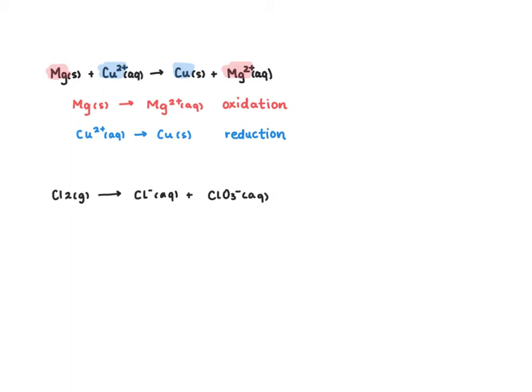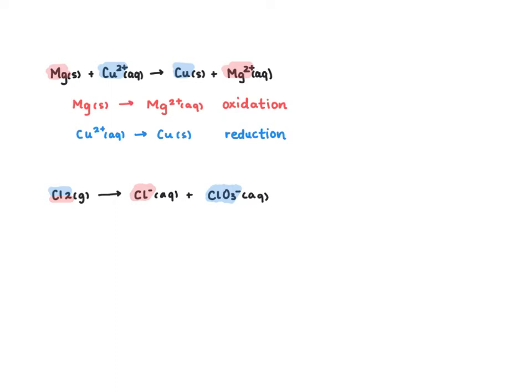Our next example is a little trickier. So here we have chlorine gas forming chloride and chlorate. In this example, the same species is actually being both oxidized and reduced. And we'll look at which product is the result of oxidation and which is the result of reduction. So I'm going to start by just highlighting chlorine kind of halfway. And then one half reaction will be the production of chloride. And then I'll highlight chlorine the other half. And that half reaction will be the production of chlorate.